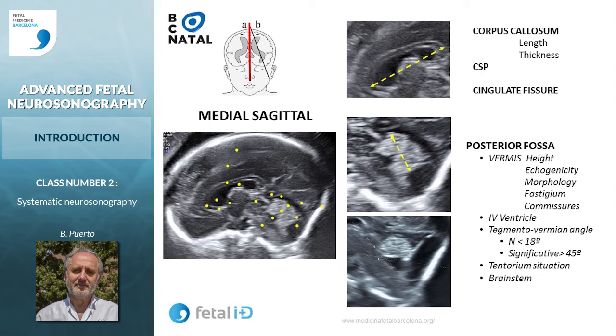Regarding the posterior fossa, we will see the cerebellar vermis height and its anterior-posterior diameter. On occasions where there is doubt in its normality, we can measure the tegmentovermian angle from the most posterior part of the brainstem to the most anterior part of the cerebellum. In cases where it could be ascended or rotated, we can also assess the posterior fossa, the presence of cystic images, and the presence of bands. Regarding the vermis, we shall consider its echogenicity, the morphology, the fastigium, and the presence of commissures.